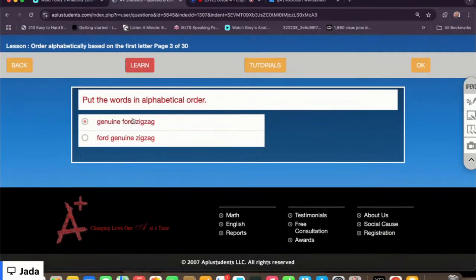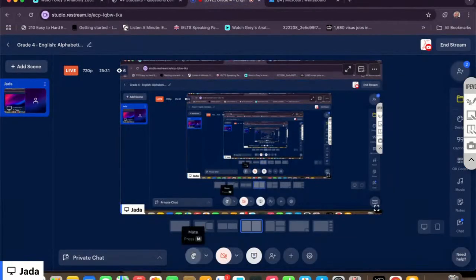We have Janu, Ford, and Zigzag. So which one? Janu, Ford, Zigzag. Which one comes first here? Let me know your answers, guys. Tell me what's your answer. This one, what's your answer here?